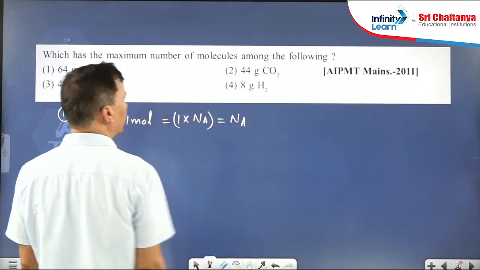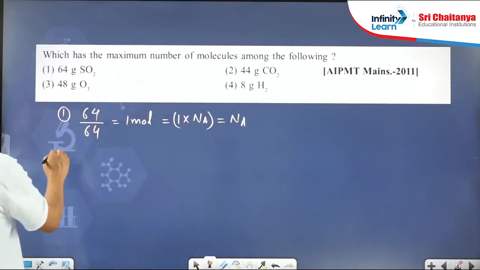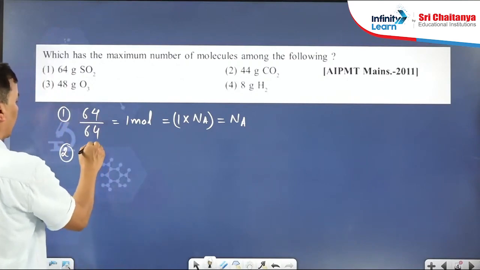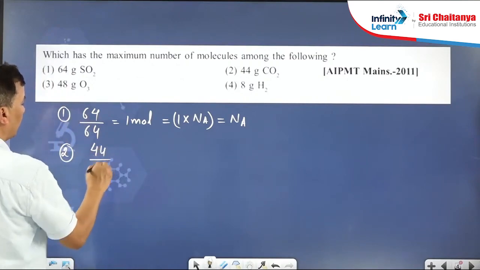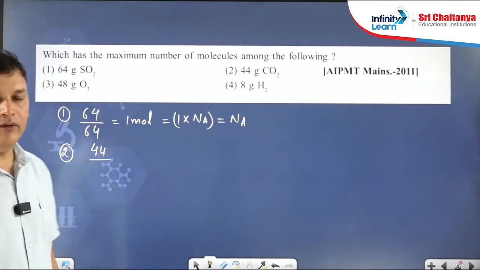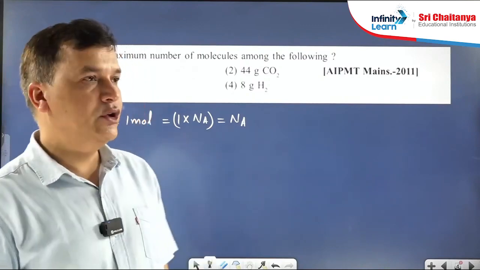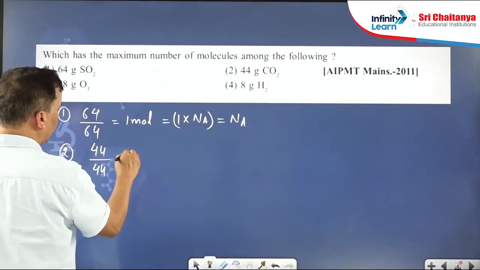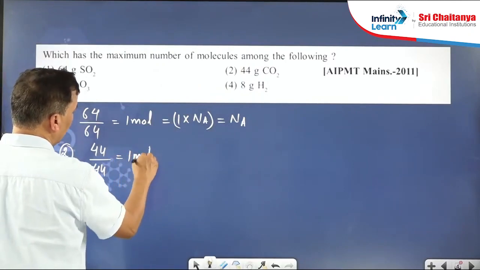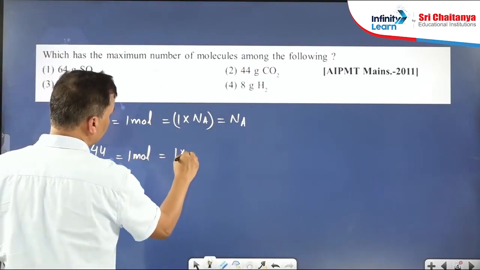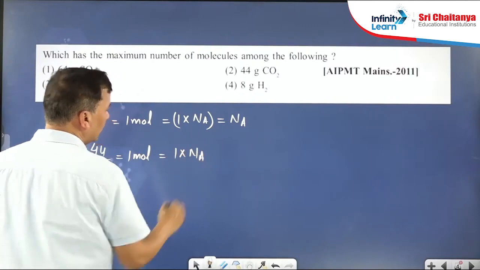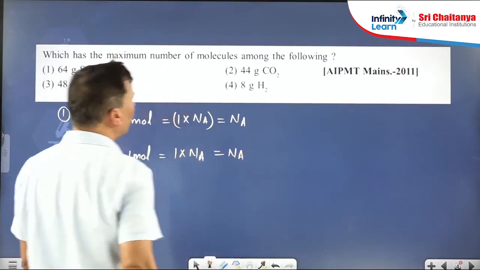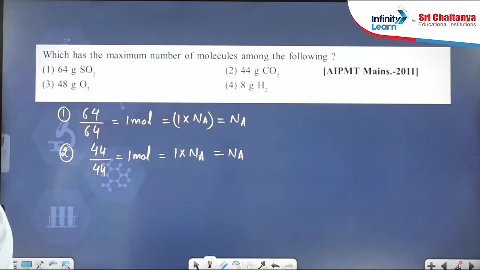Avogadro's number of molecules in the first one. For option number 2, the mass is 44 gram. 44 gram of which one? Carbon dioxide. First of all, we have to convert this into the number of moles. 44 upon 44, how many moles is there? There is 1 mole. Then 1 into Na. So Avogadro number of molecules are present in 44 gram of carbon dioxide.